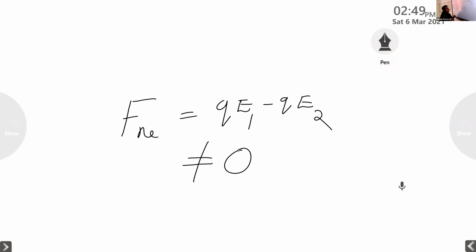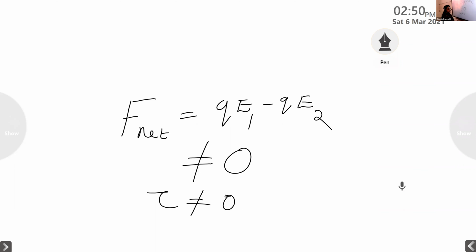So the net force acting on the dipole, if it is placed in a non-uniform electric field, is not equal to 0. What is the reason? Here the electric fields are not the same, they are different. Since the electric fields are not the same in a non-uniform electric field, the net force experienced by the electric dipole is not equal to 0. Then what will be the value of tau? Tau is not equal to 0.